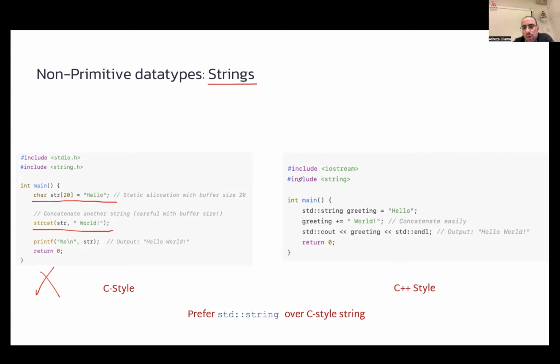But in C++, you have a string header that you need to include. And then you have the standard std::string data type for having your strings, right? So for example, here our string is greeting, and then you can just store your string. So it's similar to Python, for example. And then you can perform operations on your strings, and then you can print them to the screen, right? So we prefer to use std::string from C++ over the C-style string.